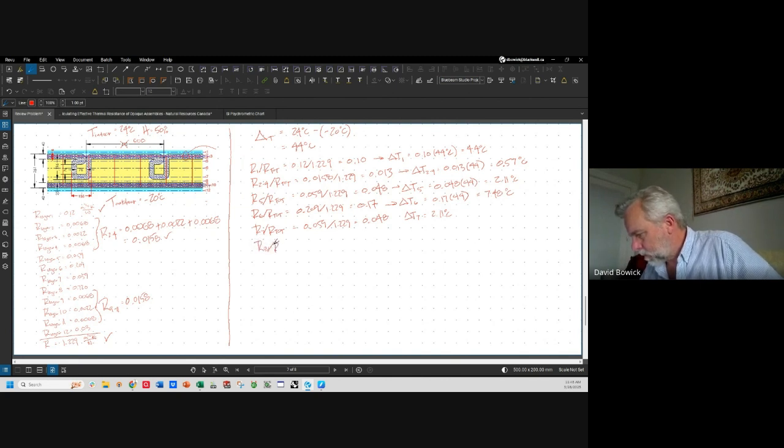R8 over R total equals, remember, R8 is my thermal break layer, 0.720 over 1.229. That is 0.59, or 0.586. Therefore, delta T8 equals 0.586 times 44.